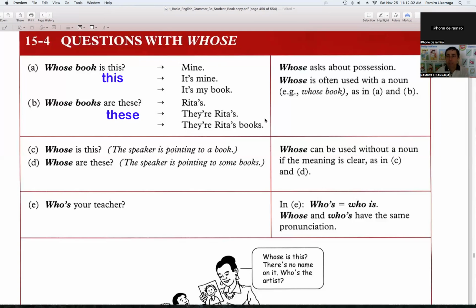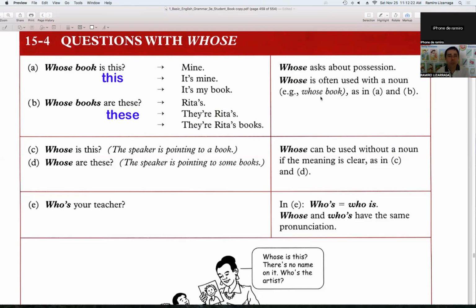Okay. So whose, it's all about possession. It's my book, it's your book. It's about possession. Whose is often used with the noun. For example, with the book, with keys, with the computer.